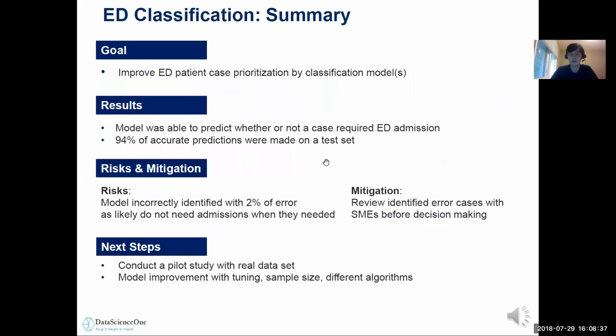So here is the recap of our project. The main goal was to improve ED patient case prioritization using a classification model. In terms of results, the model was able to predict whether or not a case requires ED admission, and 94% of predictions on the test set were accurate. In terms of risk, the model incorrectly identified, with 2% error, that patients likely do not need admission when in fact they do. So the mitigation strategy is to review identified error cases with a subject matter expert before making a clinical decision. The next step will be conducting a pilot study and making some model improvements.